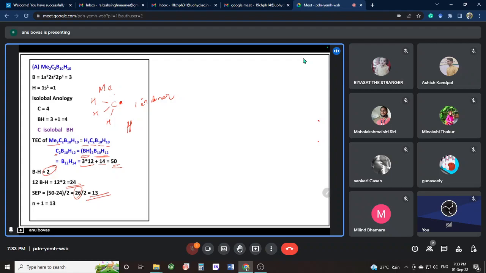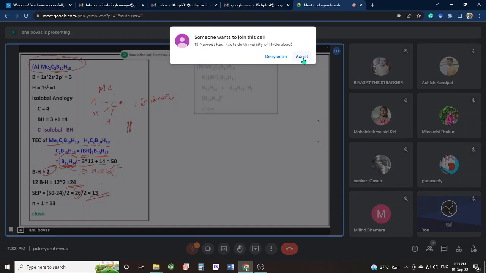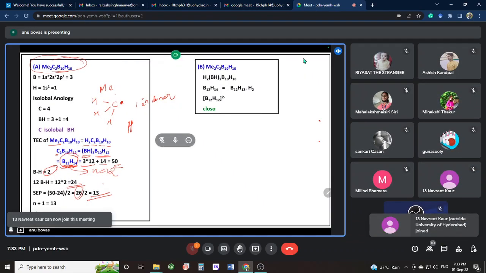Here, n equals 12. That's why we are replacing Me with hydrogen and C with BH, so that we can get this formula and easily find the value of n. You can also add the total number of carbon and boron, but this is easier and you will not have any confusion if you get the formula with n equal to 12. So the number of skeletal electron pairs is 13. That means it falls under the n plus 1 category. So it means it has a closo structure.